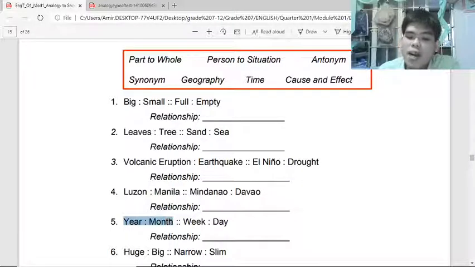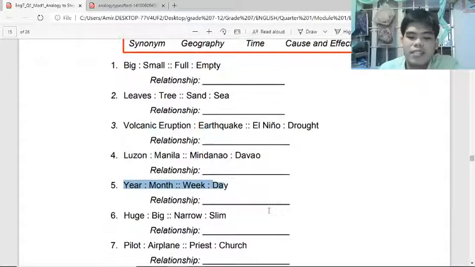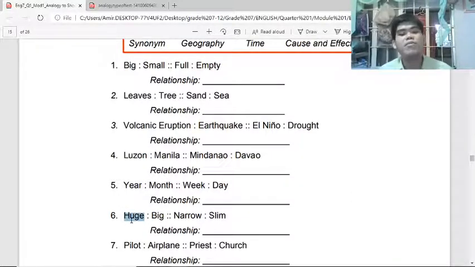Next, year is to month, week is to day. So no need to explain. They're about time. Huge is to big, narrow is to slim. So this is about synonyms. Based on the first pair, huge and big, they mean the same thing.